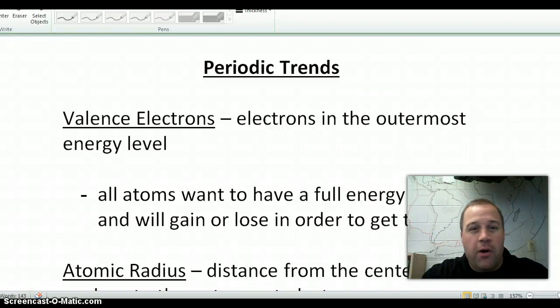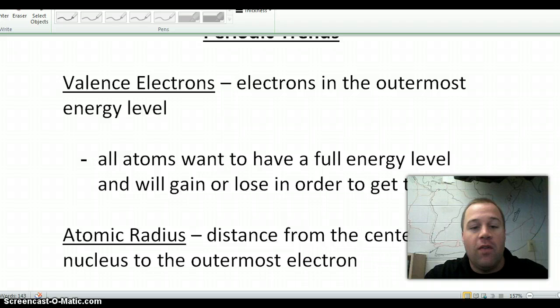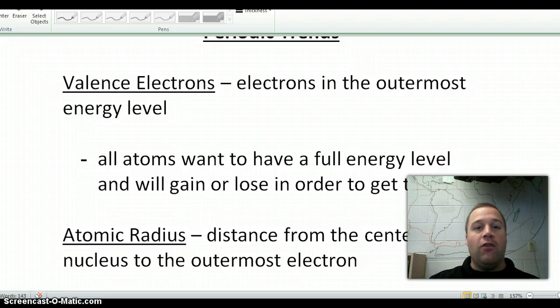We're going to take a quick look at the trends on the periodic table. All of these are based on the number of valence electrons, electrons that are in the outermost energy level. So all atoms want to have a full outer energy level, meaning the s and p orbitals, because when you do an electron configuration, the highest numbers are always going to be the s and p orbitals, and they're always going to match the outermost energy level.